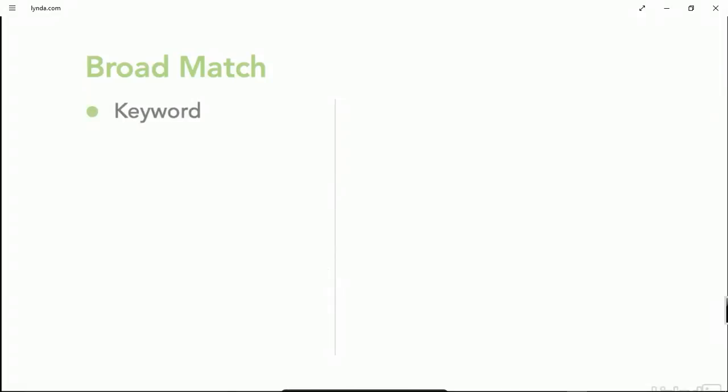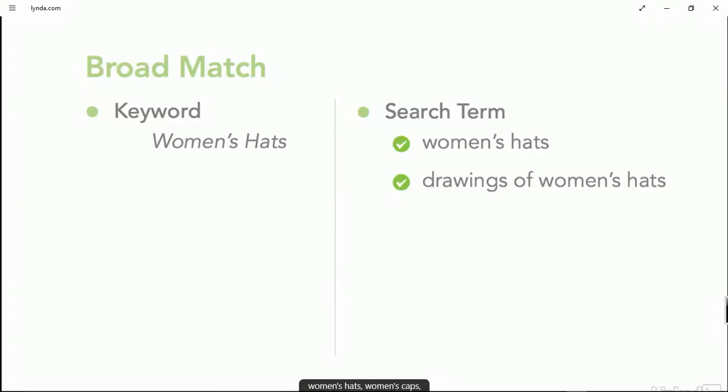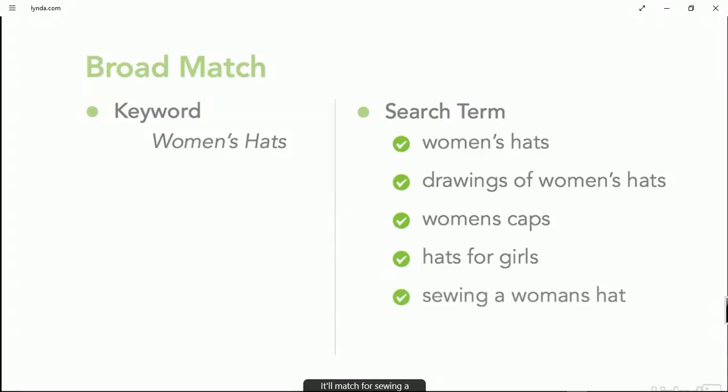Let's look at some examples. A keyword of women's hats will match with the following search terms: women's hats, drawings of women's hats, women's caps, which is a variation of hats, hats for girls, so Google is going to use girls as a synonym for women's, and you'll notice the order does not matter here. It'll match for sewing a woman's hat, but it will not match for, say, purple hats. It must contain the word women's or a variation of that and hats. But you can see here how this is very broad. If you're trying to sell women's hats, you wouldn't necessarily want to be matching for drawings of women's hats, per se.